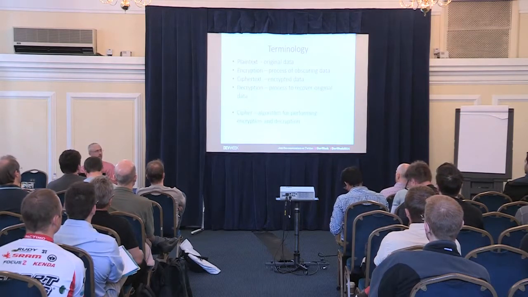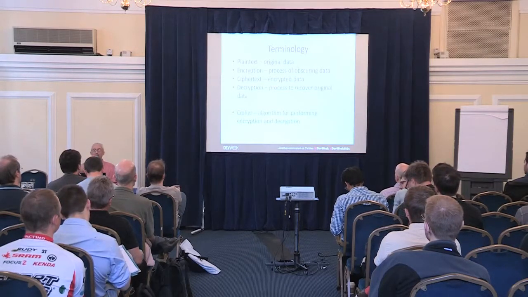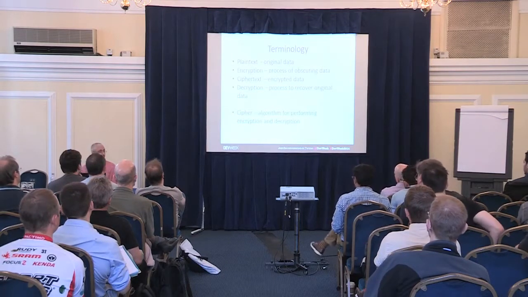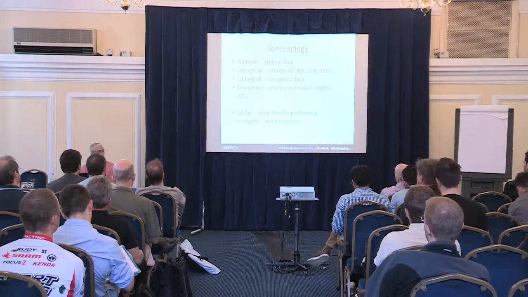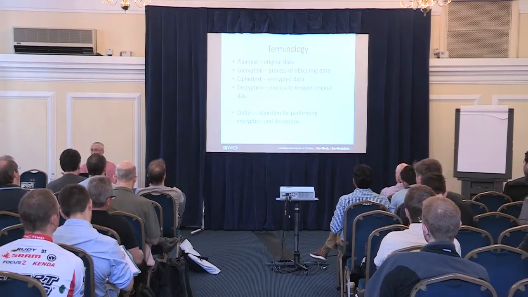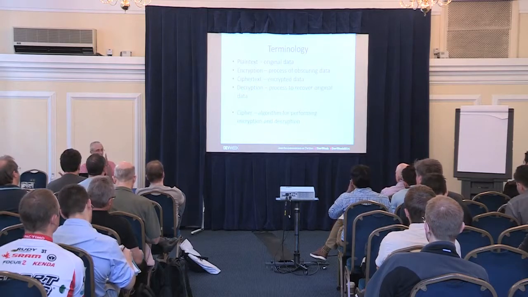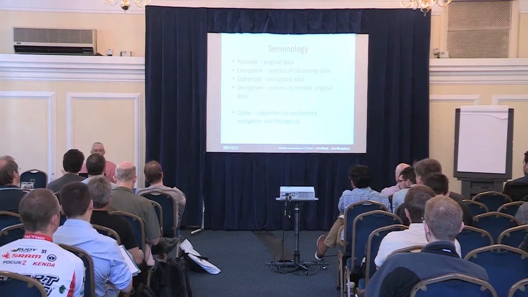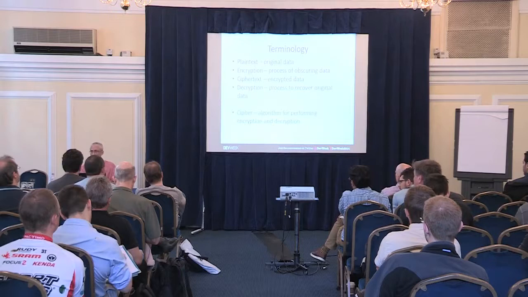So any questions on hashing before we move into some of the other encryption? Okay. So these are the terms we're going to use for the encrypting part. These are just standard cryptography terms. Plain text is your original data. Encryption is your process of obscuring that data. Ciphertext is the stuff that's encrypted. Decryption is your process to recover your original data. And then the cipher is the actual algorithm we're going to use to do this encryption and decryption. So those are the terms as we start walking through some of the rest.